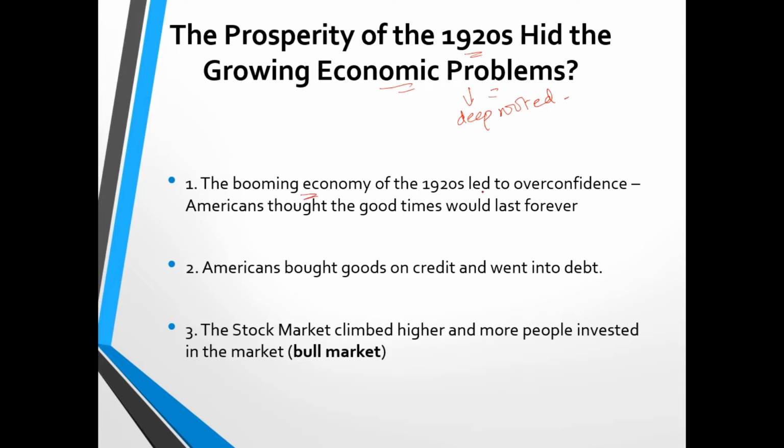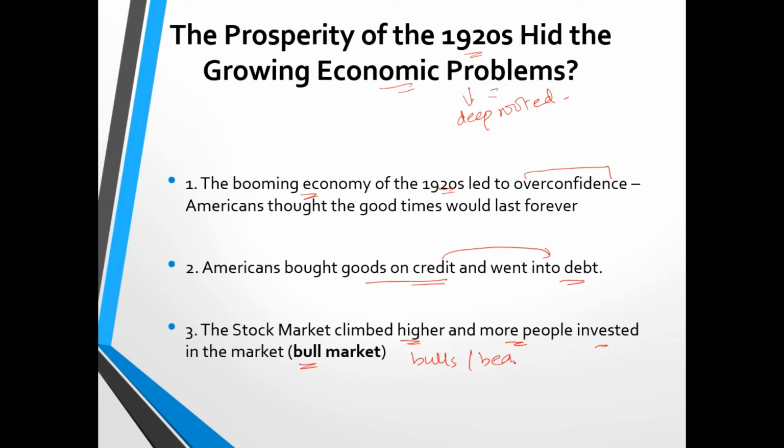So the booming economy of the 1920s led to one thing, and that is overconfidence. Americans bought goods on credit and went into debt. They started believing that they would be able to repay the debt later on. The stock market climbed higher and more people invested in the market. It was a bullish market, right?